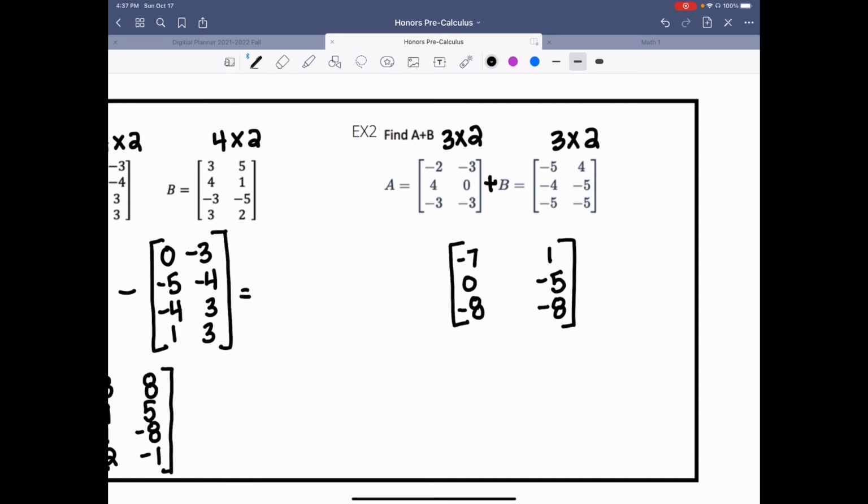Okay, so pretty simple when it comes to adding and subtracting. The key is they have to have the same dimensions, and you have to make sure when you set it up that the matrices are in the correct order of what they're asking for.